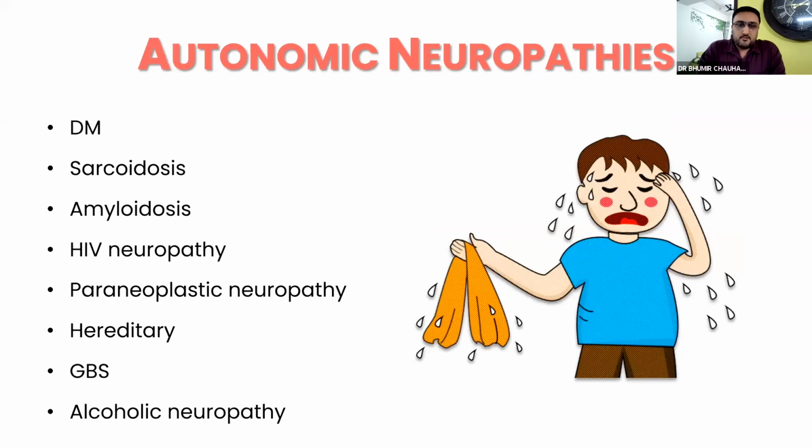In the same way, you have isolated autonomic neuropathies where the patient will complain of dominantly the autonomic symptoms, and they are diabetes mellitus, sarcoidosis, amyloidosis, HIV, paraneoplastic, hereditary autonomic neuropathies, GBS, and alcoholism. So these are common examples where autonomic nerves are predominantly involved, and at times they are very difficult to diagnose because they do not have that classical tingling and paresthesia type of symptoms. They will present with some vague and non-specific, non-neurological symptoms.